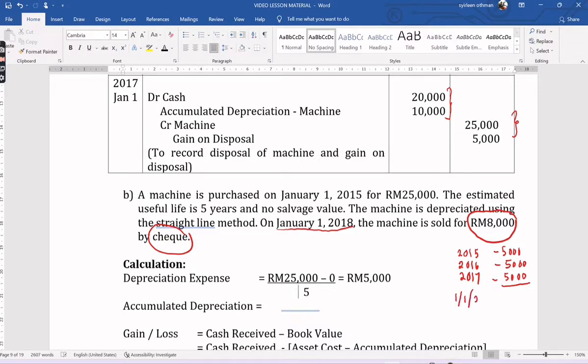When all of these are accumulated, on the 1st of January 2018 your balance brought forward for accumulated depreciation will be 15,000. That is the closing balance of 2017 carried to 2018, the balance brought forward from the previous adjustments. So accumulated depreciation on 1st January 2018 is 15,000. This is how I get my 15,000.